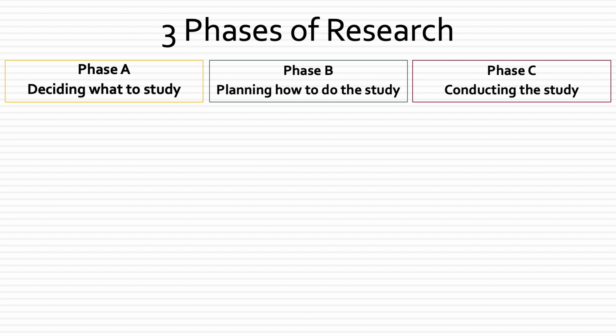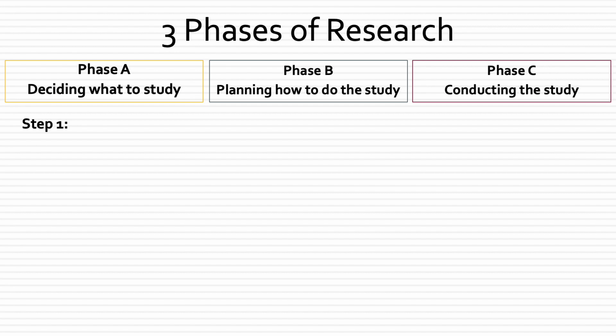Now that we've talked about the kinds of research, we're going to talk about how you do the research from a big picture standpoint. There are basically 3 phases in research. So deciding what to study is phase A, planning how to do the study is phase B, and then doing the study is phase C. So let's just whip through these.